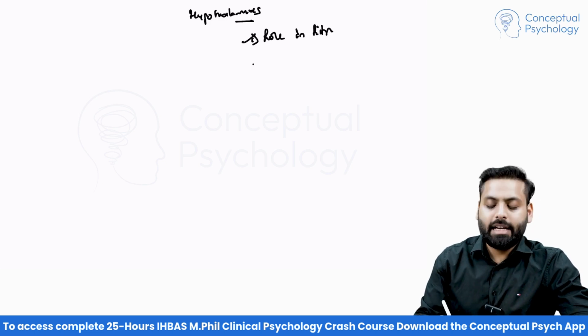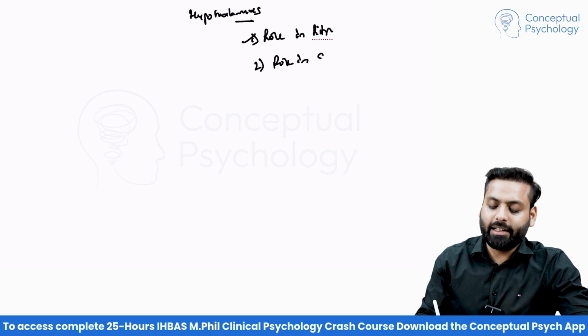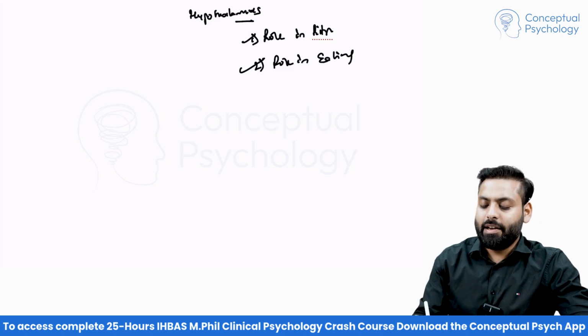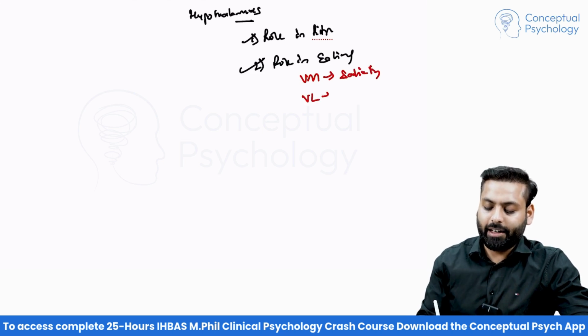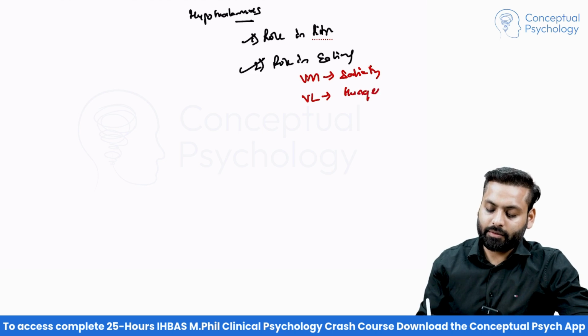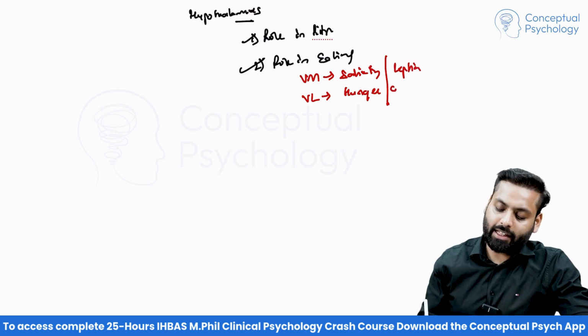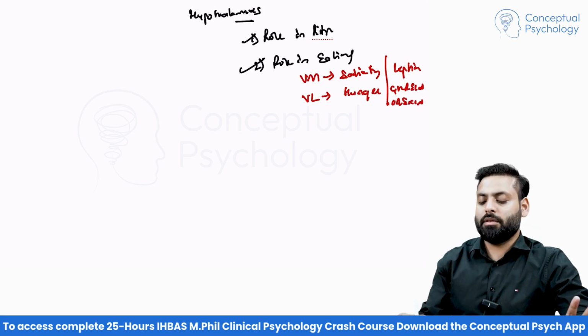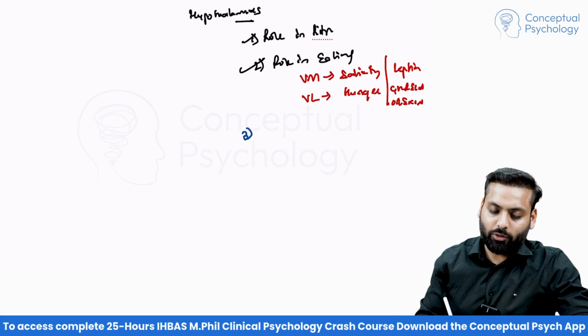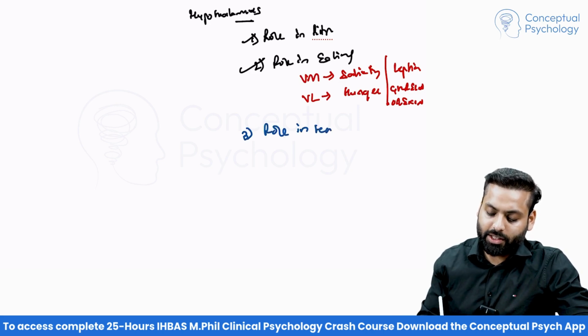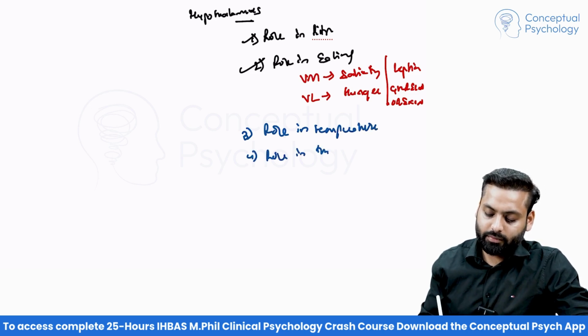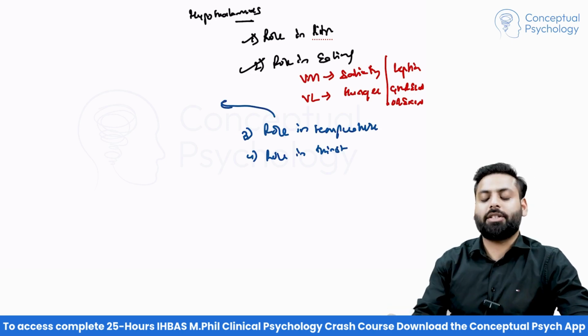This we have seen. Second is its role in eating. We have seen ventromedial is the satiety center, ventrolateral is the hunger center. And what is used for satiety? Leptin. Whereas ghrelin and orexin are hunger hormones. Okay. This we have seen. Then we have to understand its role in temperature and its role in thirst. Let's see the role in temperature.